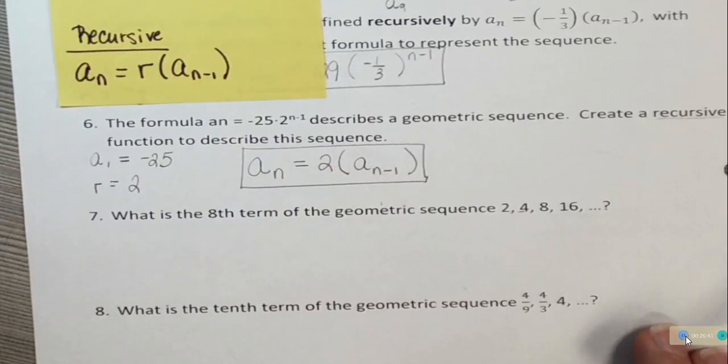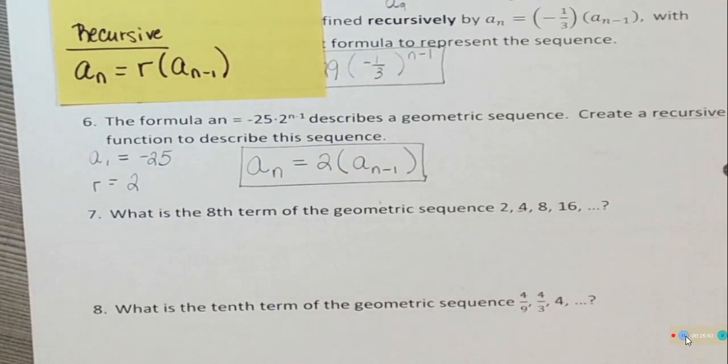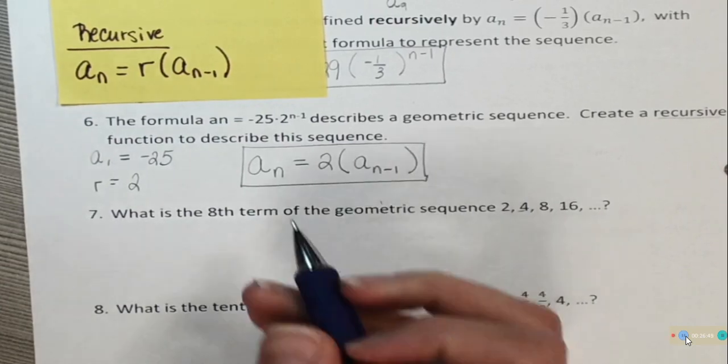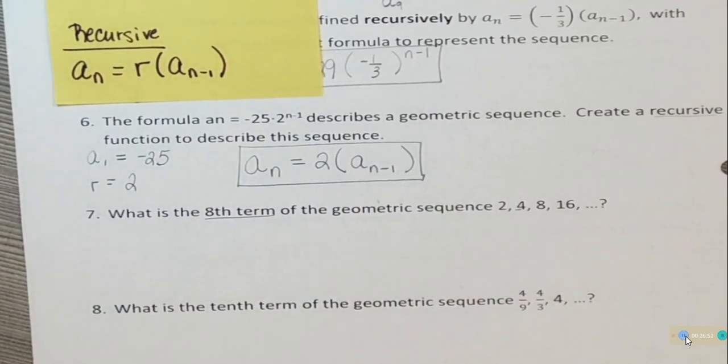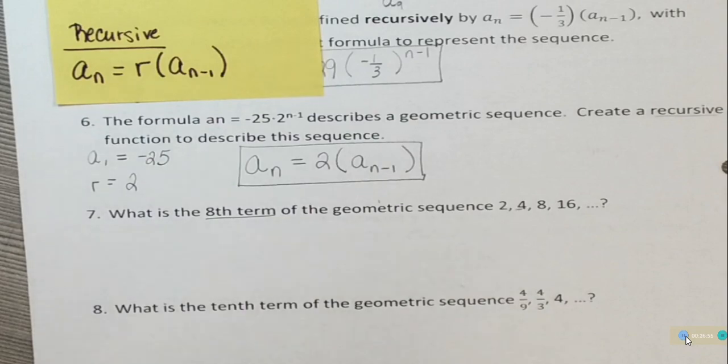All right. Number 7. What is the 8th term of the geometric sequence 2, 4, 8, 16? Now, I want the 8th term. Short of cheating, I don't want you to cheat, of course. I want you to tell me the 8th term. I'm looking for a one-number answer. I don't care if you do it explicitly or recursively. 256. Okay? Let's see. My friend thinks it's 256.